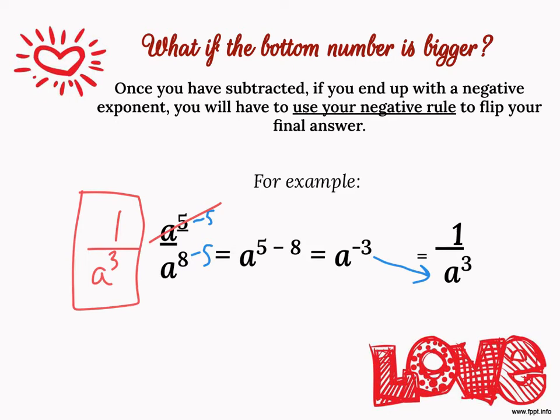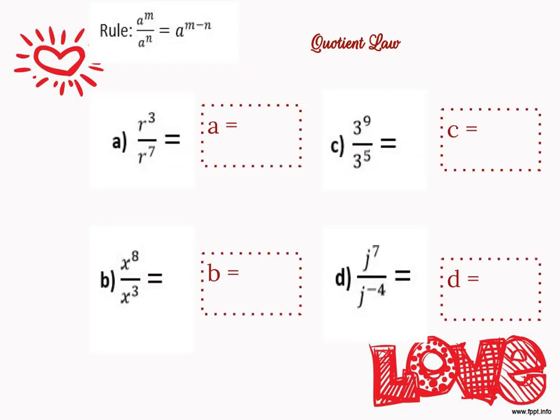Okay, let's go ahead and practice a little bit more. So here we have r to the third divided by r to the seventh. Same base, so let's subtract the smaller one. So minus 3, 3 minus 3. 3 minus 3 is 0. R to the 0 power is 1 over 7 minus 3 is 4. So we're left with r to the fourth power in the denominator.